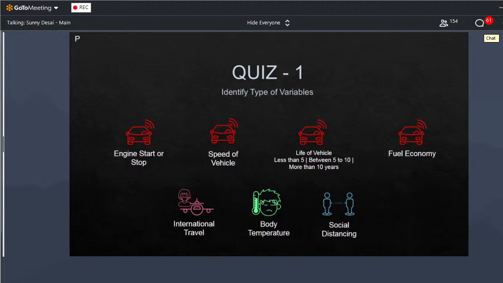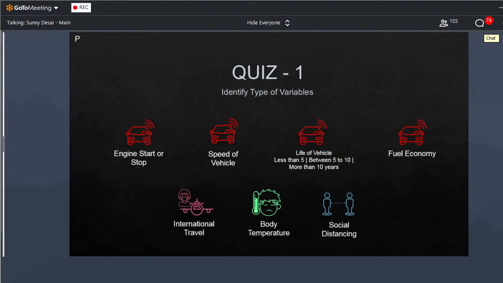That is now a difficult question, and I'm not going to give you a hint this time, but I want every one of you to take 20 seconds and help me understand: if I have life of vehicle, the life of vehicle can be less than 5 years, between 5 to 10 years, or more than 10 years. What is this variable known as? Very quickly, every one of you. Is it categorical? Is it numeric?